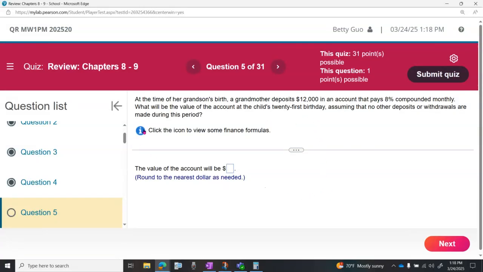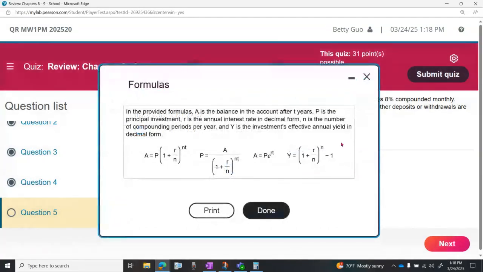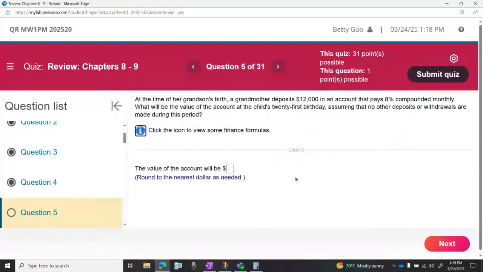So this is a compound problem. If you prefer to use the formula, our exam is closed book, closed note, but the system will give you the formulas, and you just need to know which one to use, and you use the first one. Okay, P is the original principal, that 12 grand. A is the value of the account in 21 years. But you know that I recommend we use the TI-84 calculator, right? Okay, let me show you how we use the TI-84 calculator. Firstly, everybody, I want you to write down the key information for this problem.